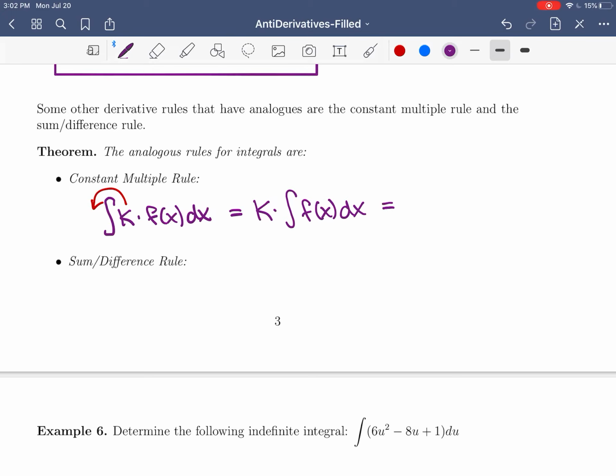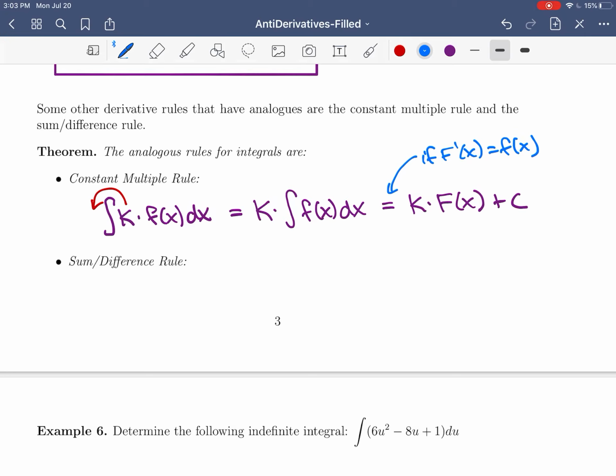So if capital F of x is an antiderivative, then we could write this as k times capital F of x plus c. This is if capital F prime of x is equal to little f, so that says that capital F of x is an antiderivative.